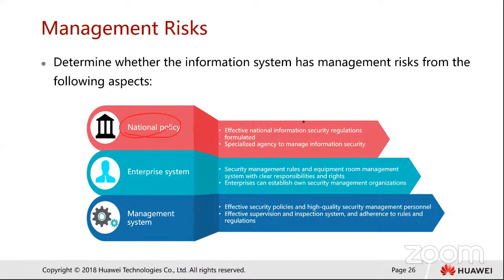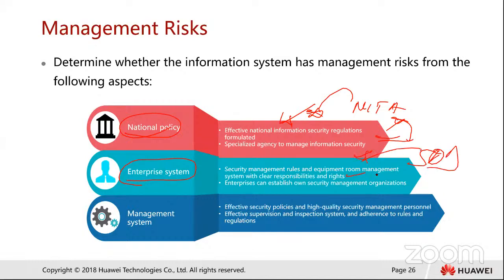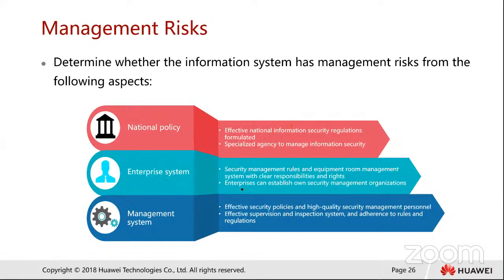So management risks: this determines whether the information system has management risks from the following aspects. You can look at it at the national level, where effective national information security regulations are formulated, such as the regulations formulated by NITA, which are being enforced, and of course even a specialized agency to manage information security, like NITA. You can also look at it at an enterprise level, where security management rules and an equipment room management system have clear responsibilities and rights. We come up with a segregation of duties, to know who is accessing what, when they are supposed to access it, how new users are onboarded onto your system, what processes they must follow, and the procedures they must go through.